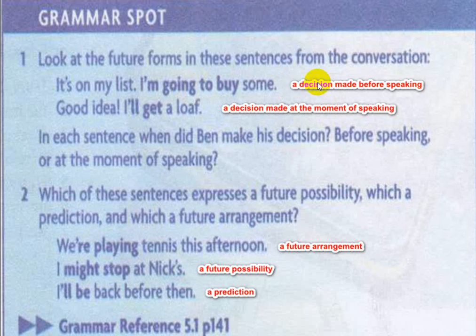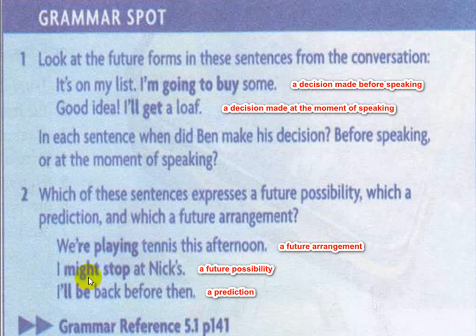I wrote the sentences for you next to the sentences themselves. Which of these sentences expresses a future possibility, a prediction, or a future arrangement? We are playing tennis this afternoon. As we said, the present continuous is for future arrangements. I wrote the answer for you next to the sentences. I might stop at Nick's. It is a future possibility.